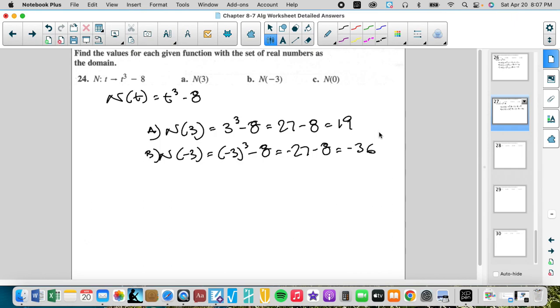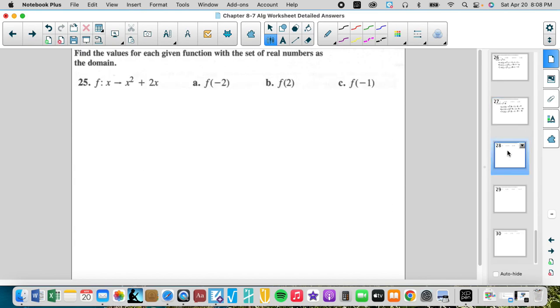No, not 36. 7, 7, 14, 15, 35. I thought there was a 9 there. 35, 7, 14. Yeah, that's good. That one at least was right. And C, N of 0. They love their zeros. 0 cubed minus 8 is 0 minus 8, which is negative 8. Well, I guess we won't see functions multiplying each other.